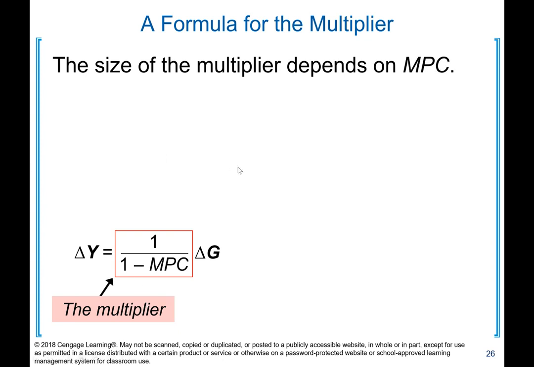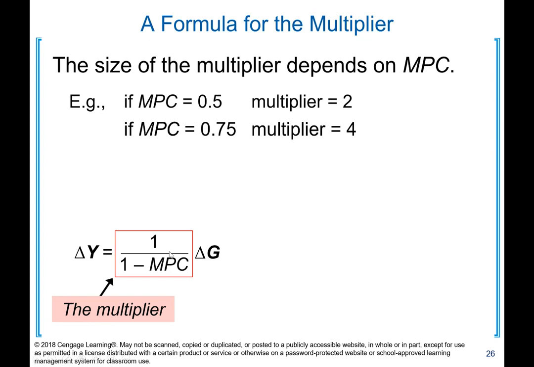The size of the multiplier depends on the MPC. If, for example, MPC is 0.5, the multiplier is 2. You simply use this formula. If MPC is 0.75, the multiplier is 4. If MPC is 0.9, the multiplier is 10.